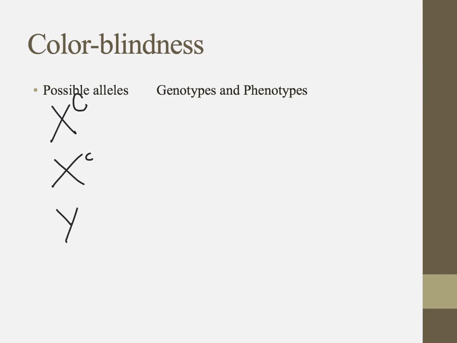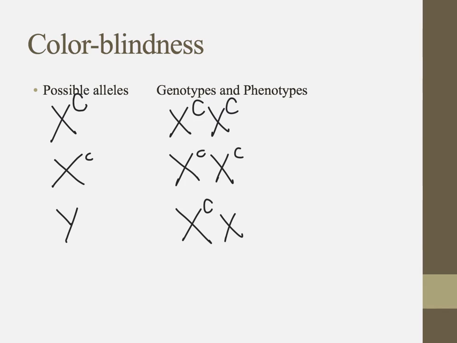So let's talk about some genotypes. I can have X big C, X big C. I can have X little c, X little c. Those would be my two females, and there's a third female possibility, X big C, X little c. And then for my male possibilities, I could have X big C, Y, or X little c, Y.